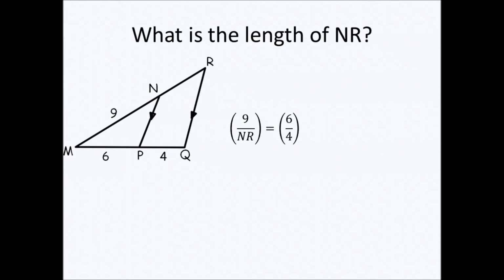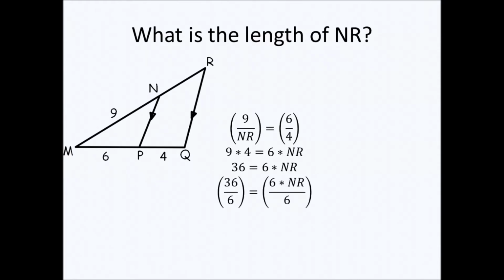The rest becomes algebra. We cross multiply and get 9 times 4 equals 6 times NR. 9 times 4 equals 36, which equals 6 times NR. The next step is to divide both sides by 6. 36 divided by 6 is equal to 6 times NR divided by 6. 36 divided by 6 is equal to 6, and then 6 times NR divided by 6 is equal to just NR. Therefore, 6 equals NR.